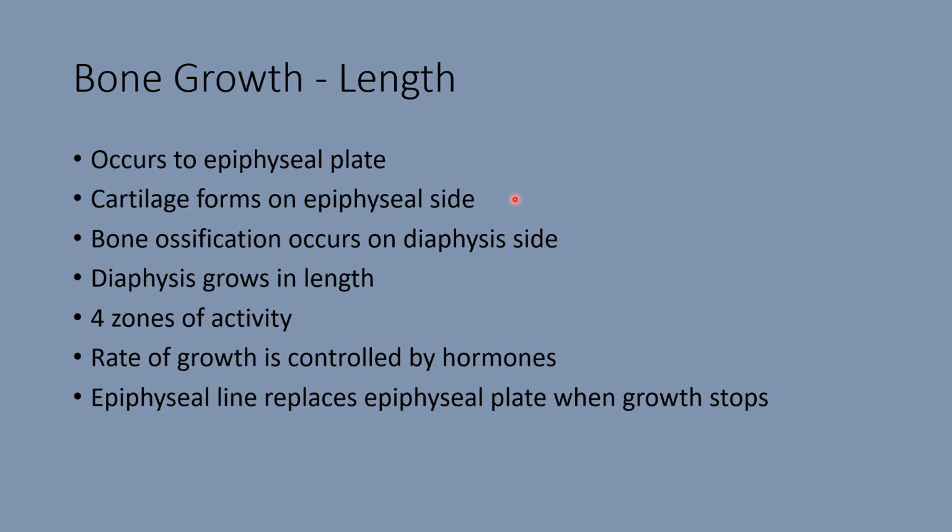Just a very quick summary, we'll get into details in just a moment. The cartilage is formed on the epiphyseal side of that epiphyseal plate. The epiphyseal plate connects the epiphysis and the diaphysis. So on the epiphyseal side, it is cartilage, and on the diaphysis side is where the ossification is occurring, that new bone growth. So it's the diaphysis that's growing in length. The epiphysis really is not, it's the diaphysis that's growing in length.